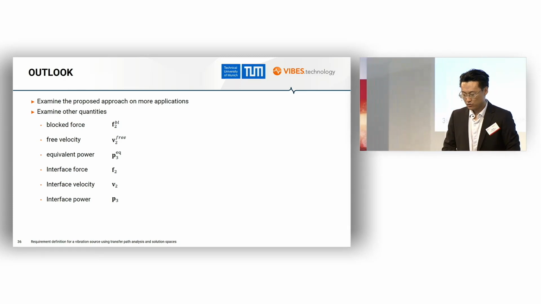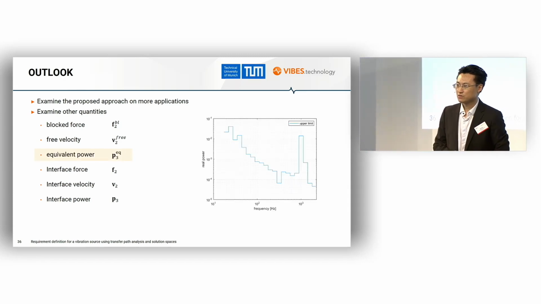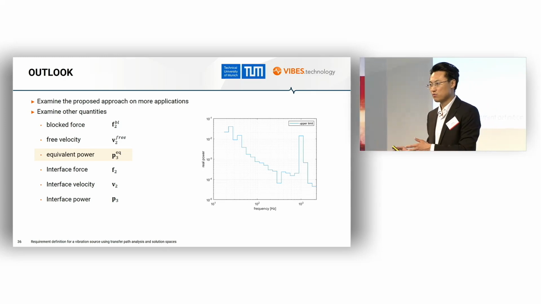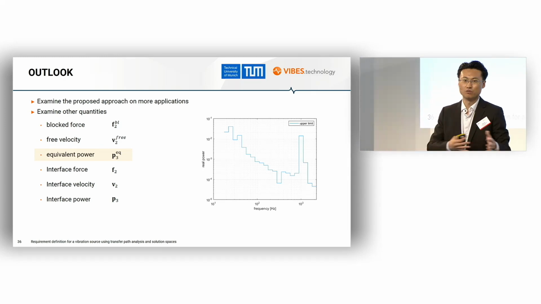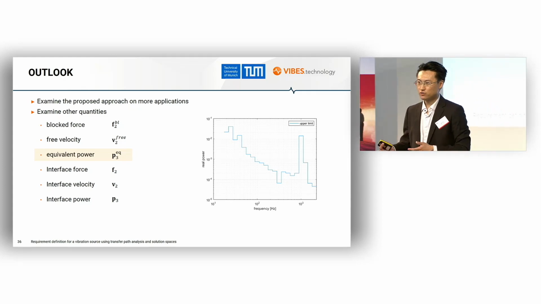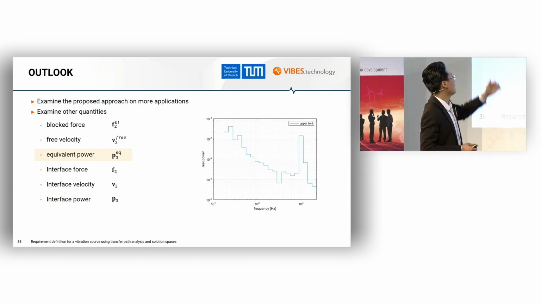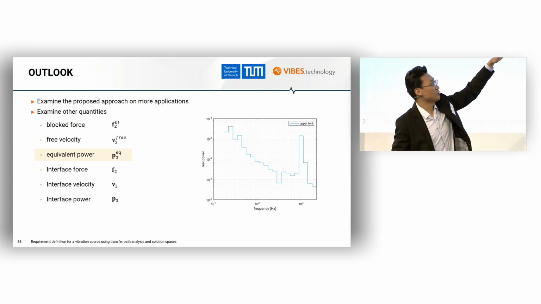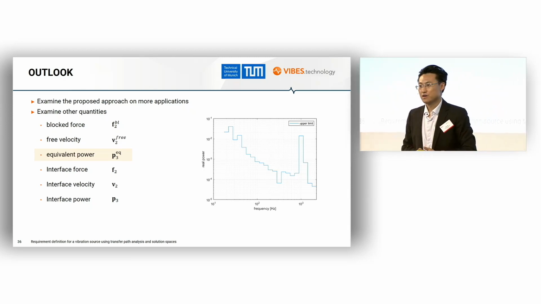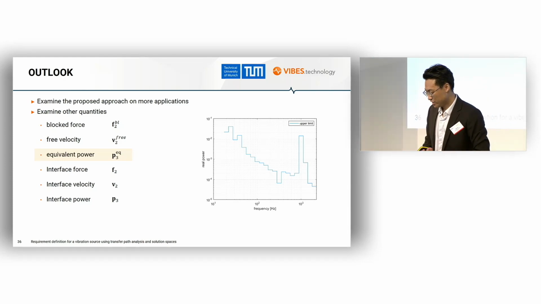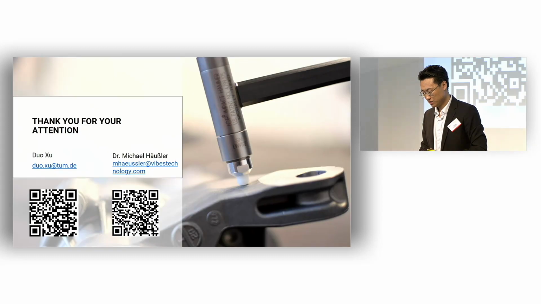So in this case, it might be more convenient to compute requirements on power, which is summed up over all degrees of freedom. So we have tried to apply the solution space method to compute the requirements on the equivalent power. In the end, the requirement is formulated as an upper limit curve, here shown in the 1/3 octave band. Unfortunately, due to time reason, I cannot go into details.